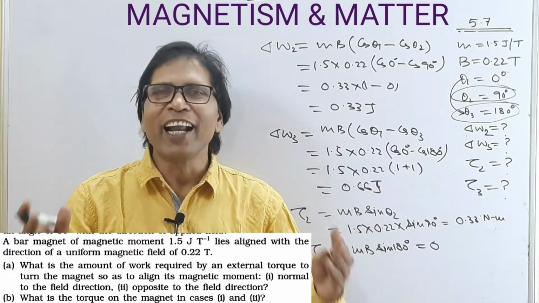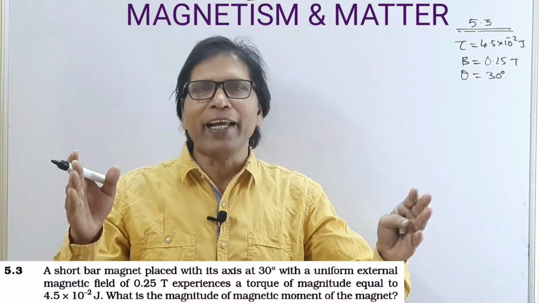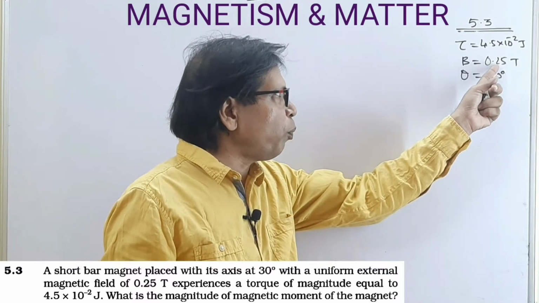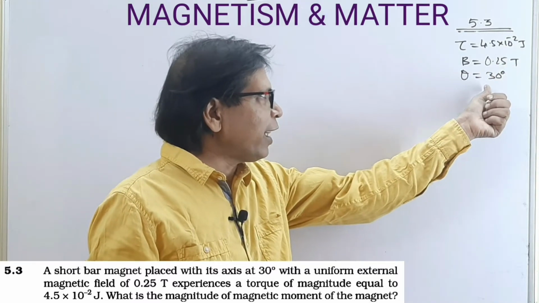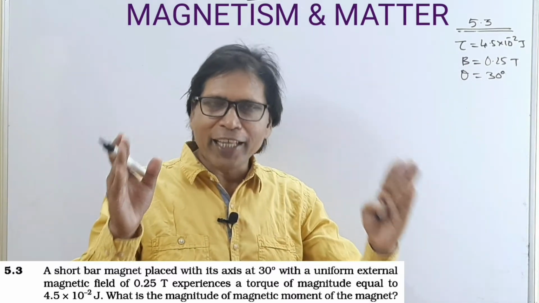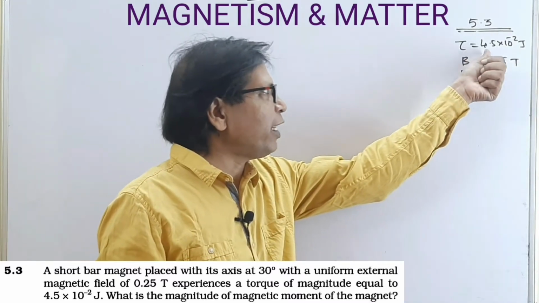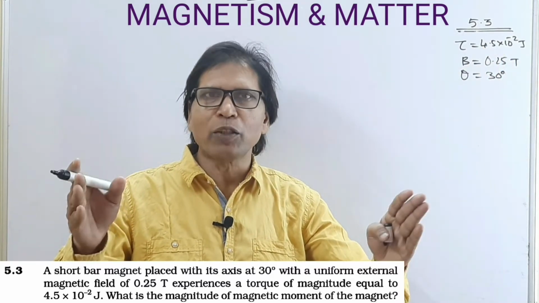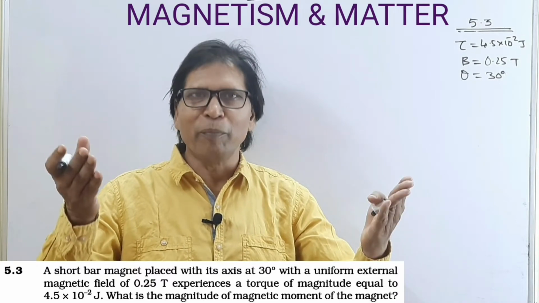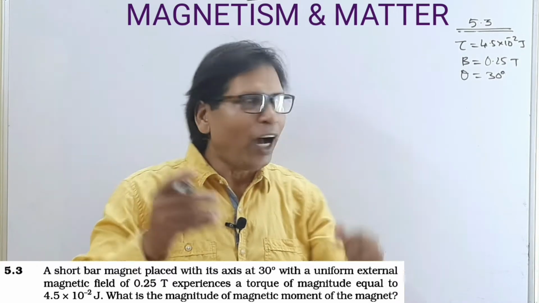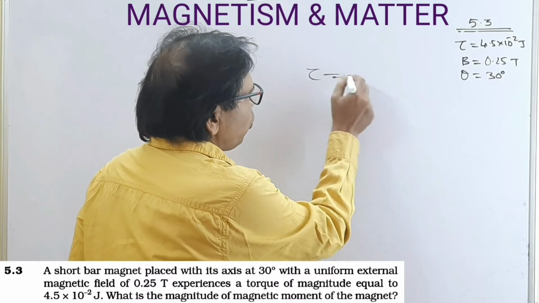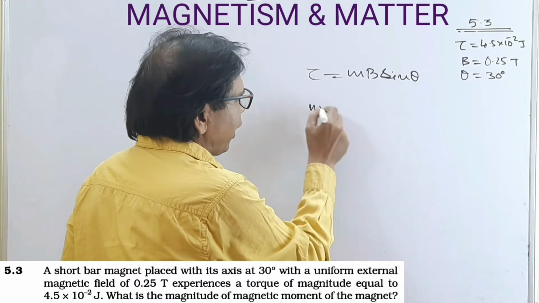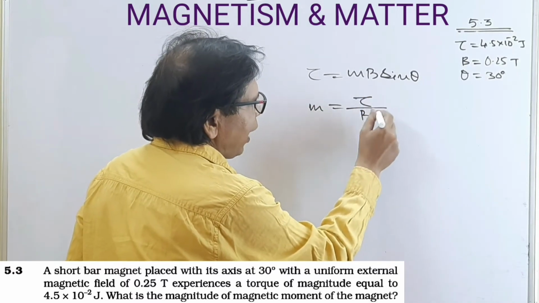Understood? Now next. When a magnet of magnetic moment m is placed in a magnetic field of 0.25 Tesla at an angle of 30 degrees with the direction of the field, it experiences a torque of 4.5 into 10 to the power minus 2. We have to calculate m, the magnetic moment. We know tau equals mB sin theta. Now m equals tau by B sin theta.